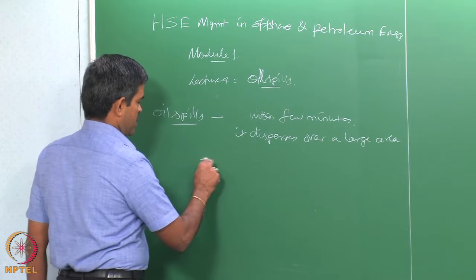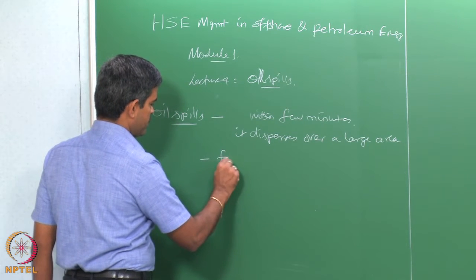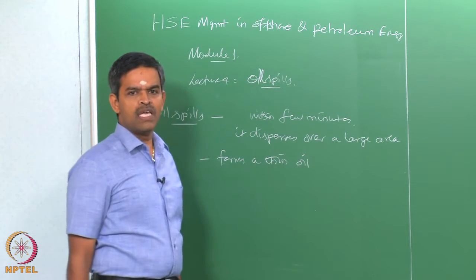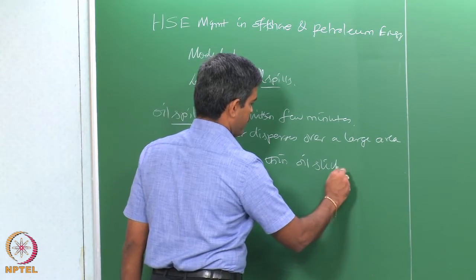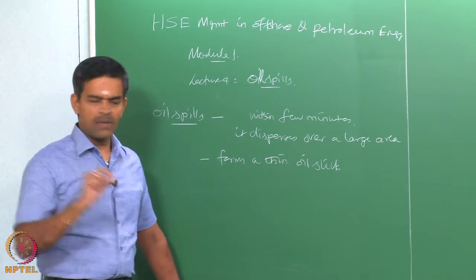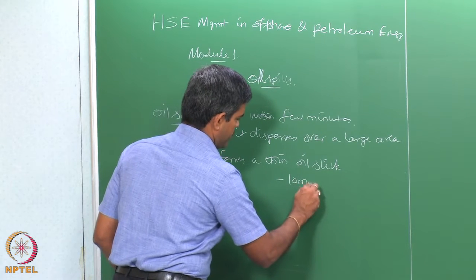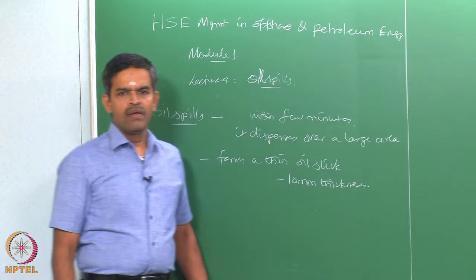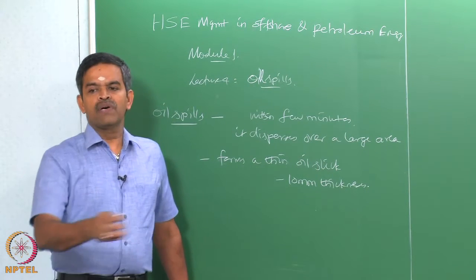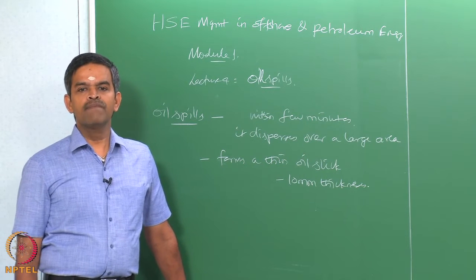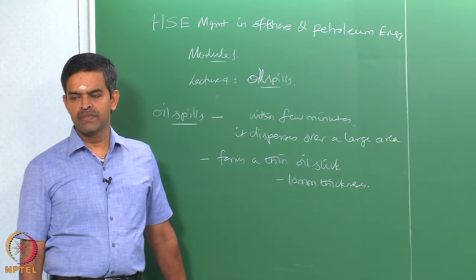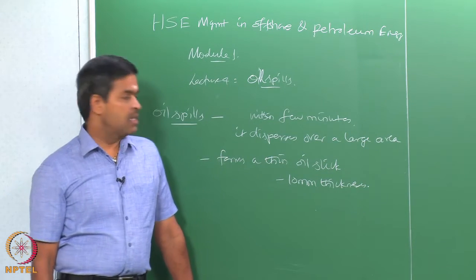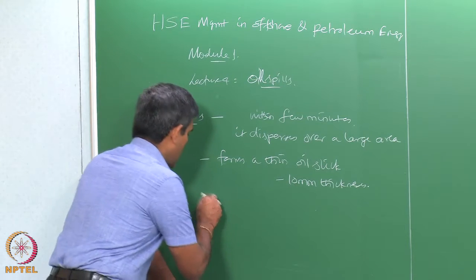Now, when it spreads, it forms a thin oil slick, as we call it. Usually, this slick is about 10 millimeter thick. Of course, as it spreads further and further in the larger area, it becomes thinner and the concentration gets reduced. During the first few days after the oil spill occurred, a considerable amount of the oil spill gets transformed.